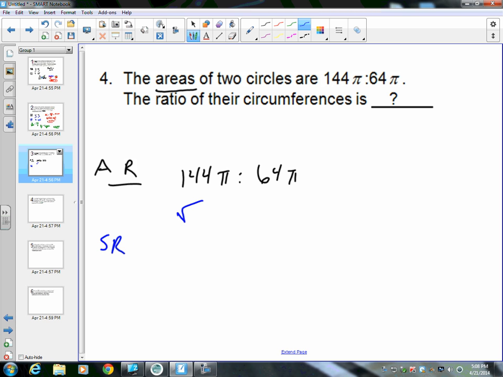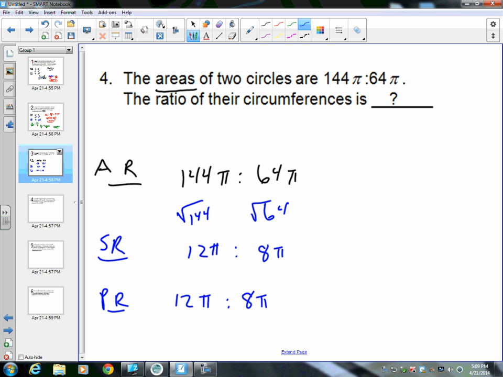So you take the square root of 144 pi. Well, the square root of 144 is 12. And we also get 64. We can take the square root of 64, and the square root of 64 is 8. So we get 8 pi. So this is our similarity ratio. Okay, well, if you remember, you can go from similarity ratio to what we call the perimeter ratio. And these are the exact same thing. There is no difference. We also get 12 pi to 8 pi.